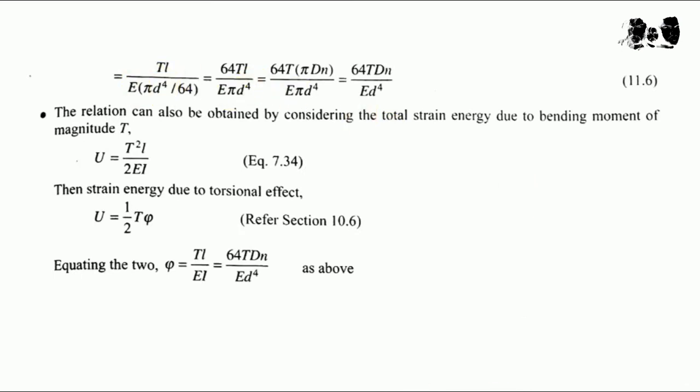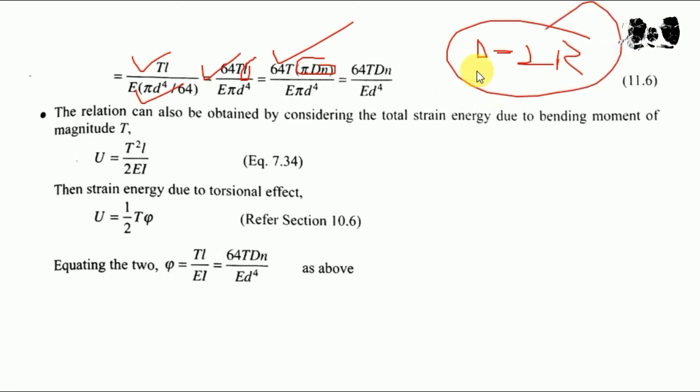Here we have a solution, and then we apply the value of the length of the spring in terms of D, pi D n, where d is equal to 2r. So we have a final equation: 64 T D n upon E d to the power 4.